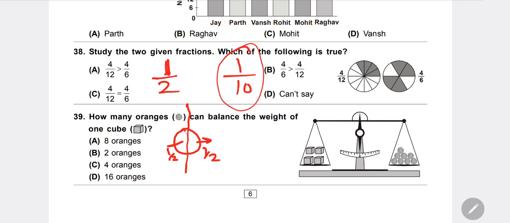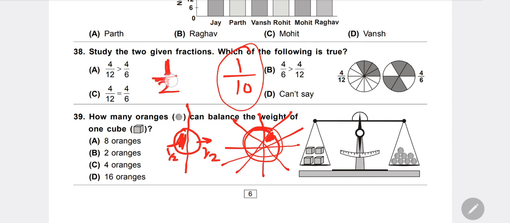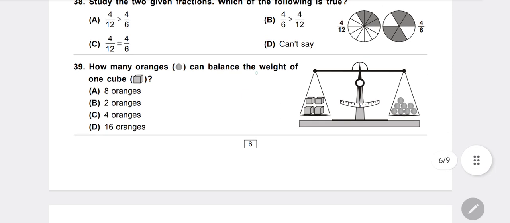But for 1 by 10, what does it mean? You take a watermelon again and divide it into 10 parts. So suppose this is 2 parts, 4 parts, 6 parts, 8 parts, 10 parts. So this tiny part is 1 by 10. So here we can say this portion is much greater than this portion. It means the smallest denominator number has the greatest value. Okay, so our answer is B. This is our answer.